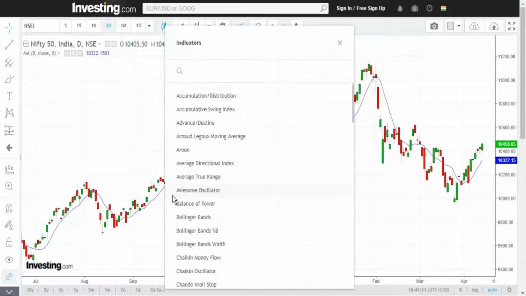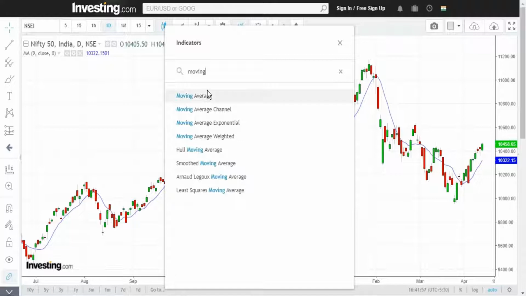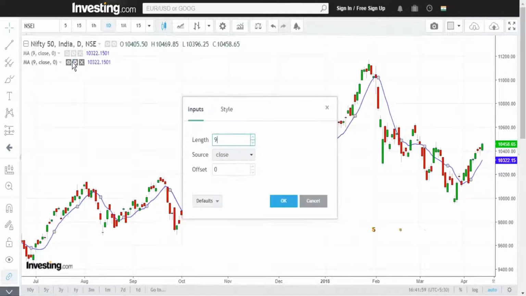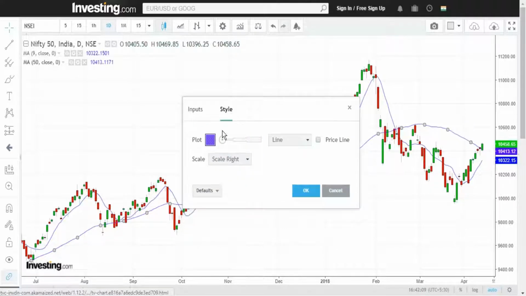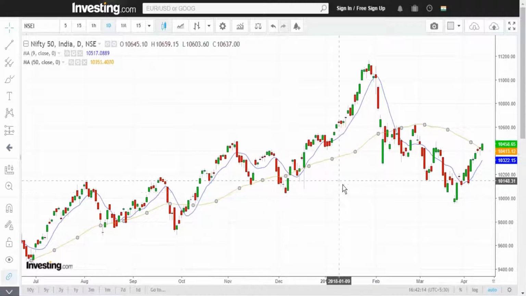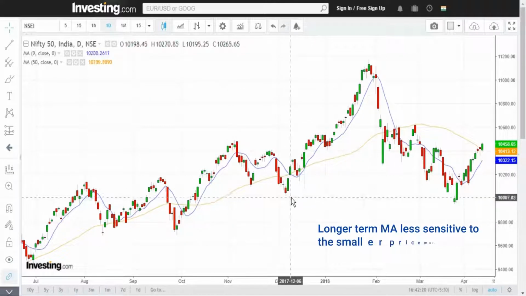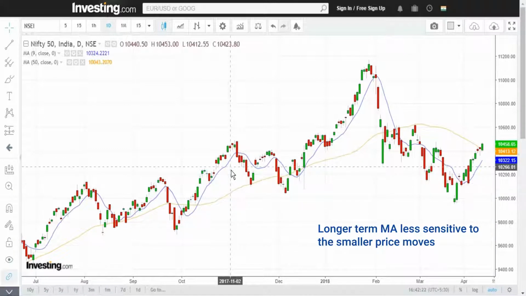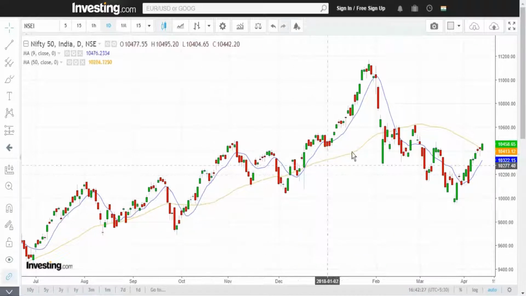Now here let us put another moving average. Let me make it a 50-day moving average. 50 days is almost 2 months time period and it is a medium term. Let me change the color of the moving average also here. Let me make this color. Now as you can see, the longer term moving average is much less sensitive to the smaller price moves. They normally have a steady up move.